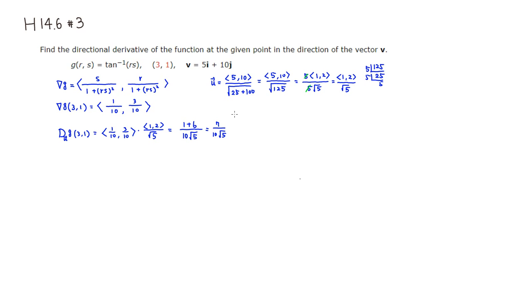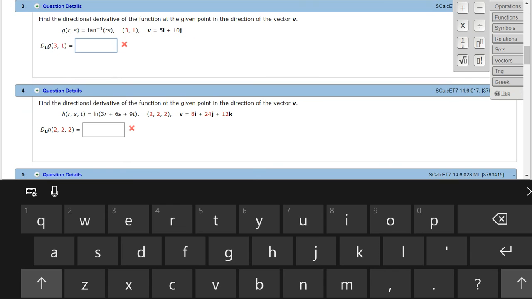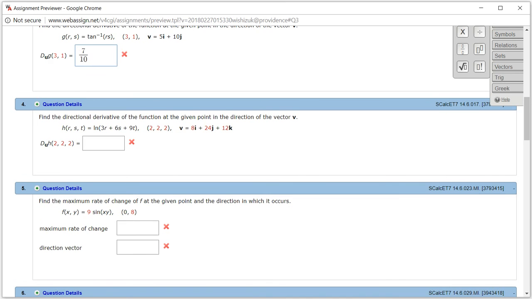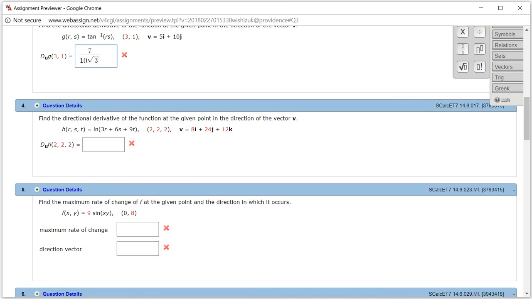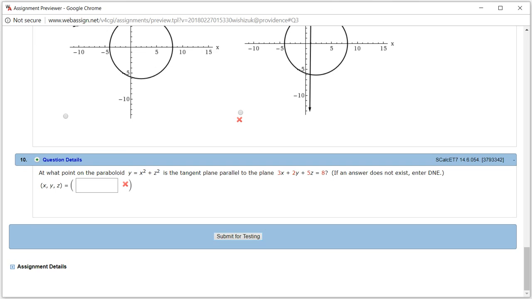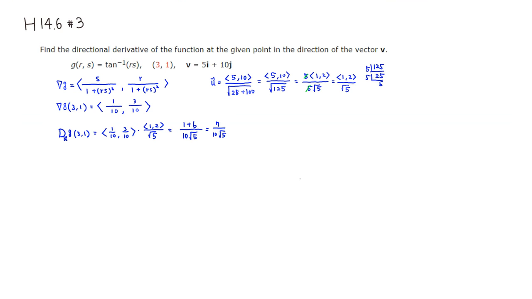So let's type it in. What we got was 7 over 10 square root of 3. Oh, actually, 5. So let's check the answer. Submit for testing. I came back and it looks like we got this one correctly.